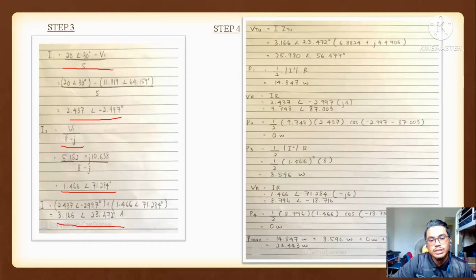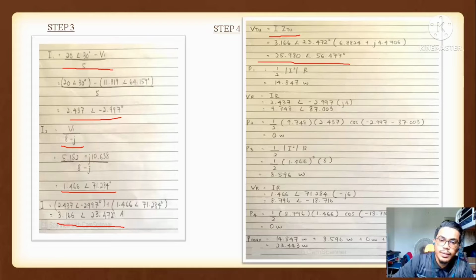For the last step, step 4, we will find the VTH. Our formula is I multiplied by ZTH. The answer that we get is 25.980 at an angle of 56.477 degrees. Then we go to find the average power, and we will find the average power for every component.